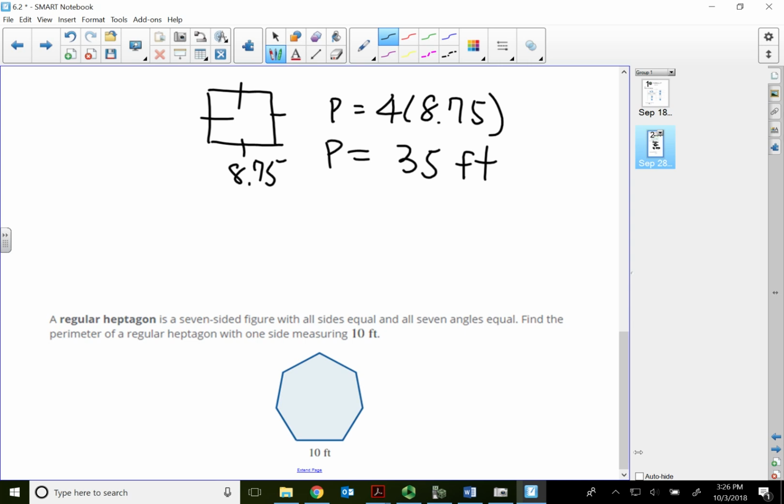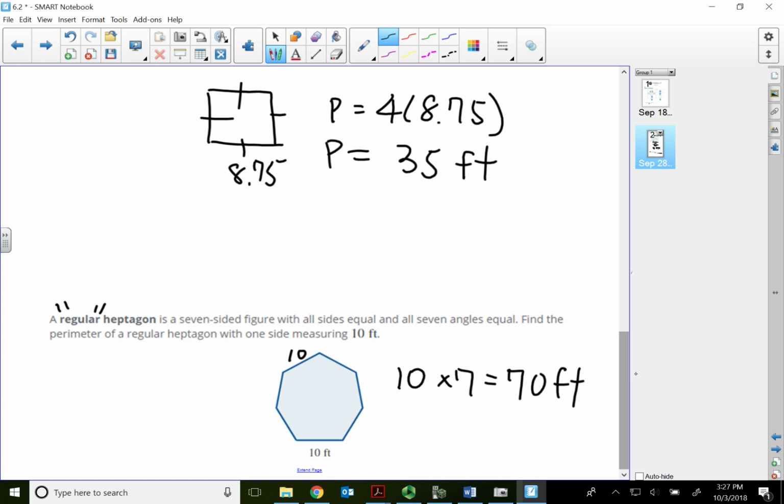A regular heptagon is 7-sided with all the sides equal and all 7 angles equal. Whenever in geometry we hear the word regular, like regular heptagon or regular octagon, that means all sides and all angles are equal. Find the perimeter. If every side is 10 feet, and knowing this is a regular heptagon, that means all 7 sides are the same. To find the perimeter, we can just take 10 times 7, or add 10 seven times. Either way, we get 70 feet.